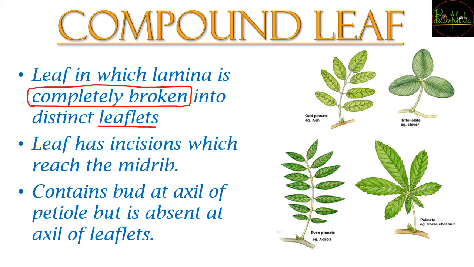So the leaf is going to have incisions which reach the midrib. If they reach the midrib, it is called a compound leaf. If they don't, then these are called simple leaves. Once they reach the midrib, the leaves which are formed are called leaflets, because now it has been divided into small parts.